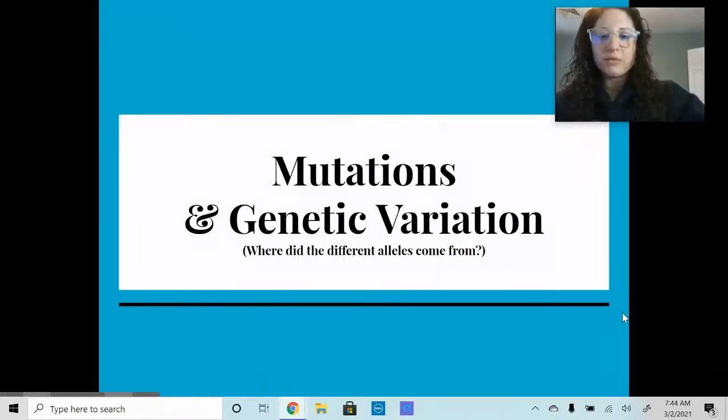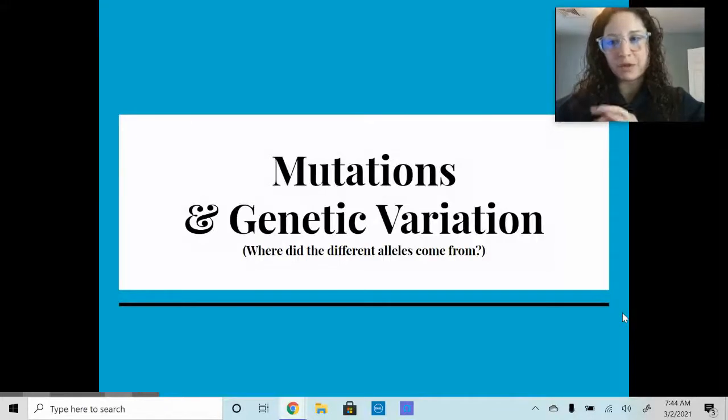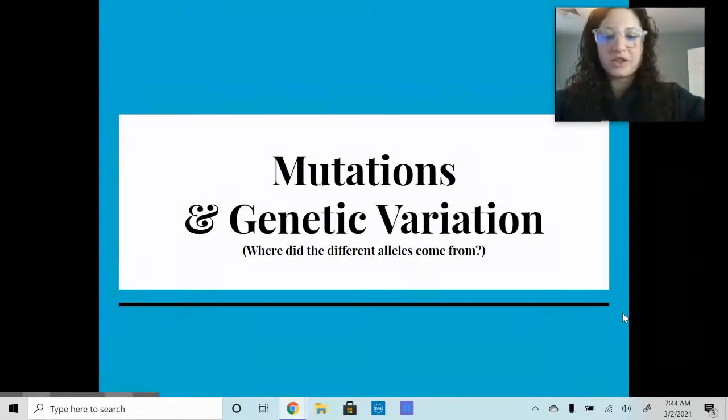When we say genetic variation, we're talking about different alleles. This could be different eye colors, like blue, brown, green, hazel, whatever. This could be different hair colors, different hair textures. And for these different alleles, I'm going to use eye color just because it's easy to talk about.